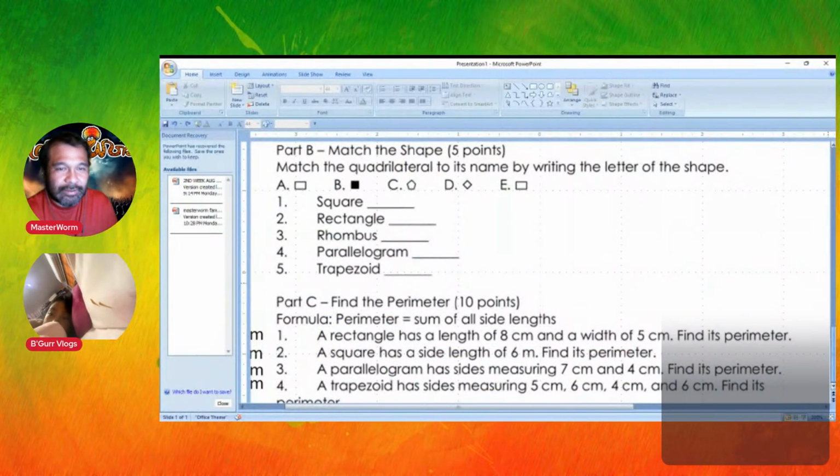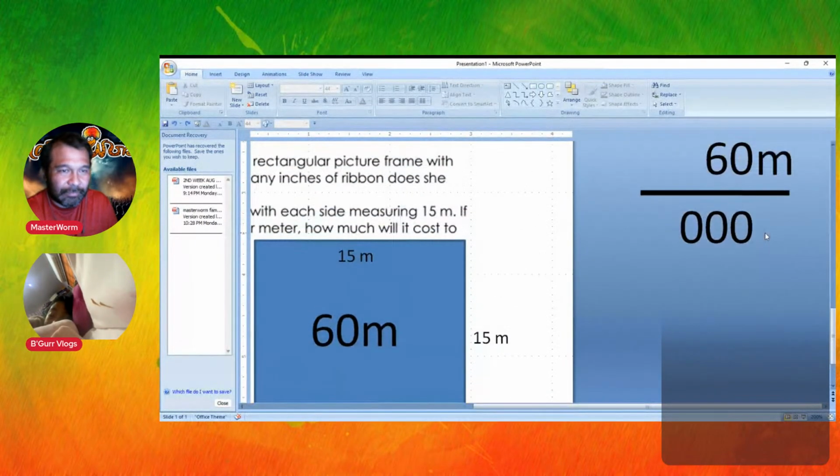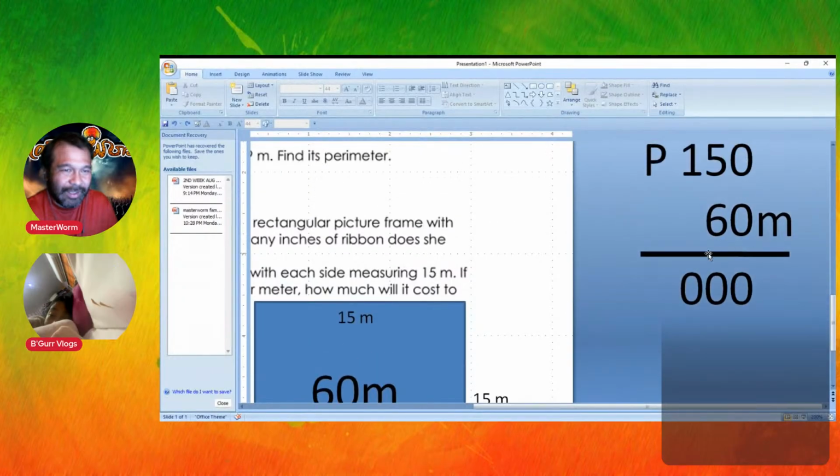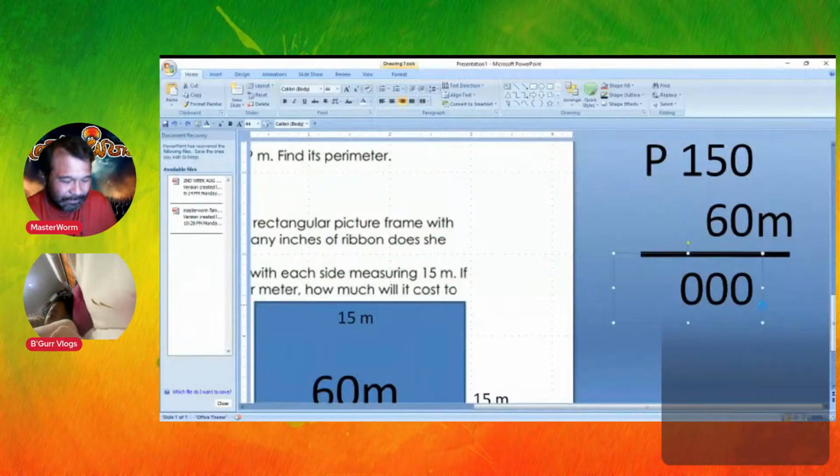I don't like teaching this, but I have to. Bigger? Yes, Daddy. I don't like teaching you this, but I don't have a choice.